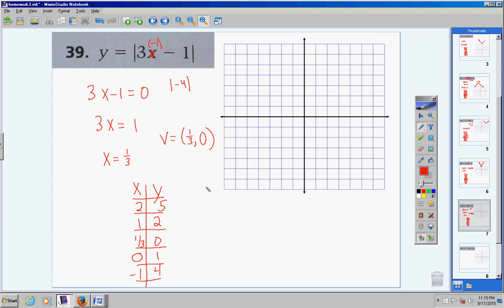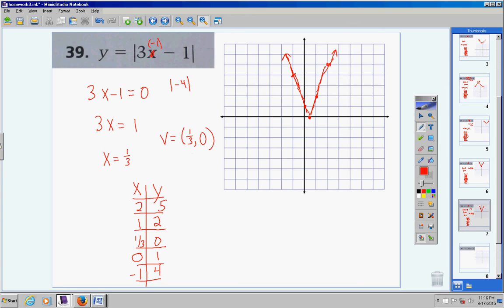1/3, 0 is my vertex, so over a third, up and down 0. There we go. Now another ordered pair is over 1, up 2, and then over 2, up 5. 1, 2, 3, 4, 5. Okay. Now 0, 1, and then -1, 4. 1, 2, 3, 4. Now if you'll just connect those 2 points there using a straight edge, and then connect these 2 points here using a straight edge, you get a perfect V once again. It's perfect, guys. That doesn't matter. Over here, if this number's not matching this number, it still gives you a V, a perfect V.